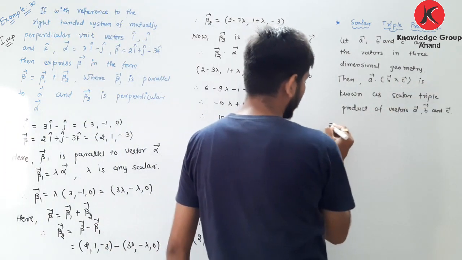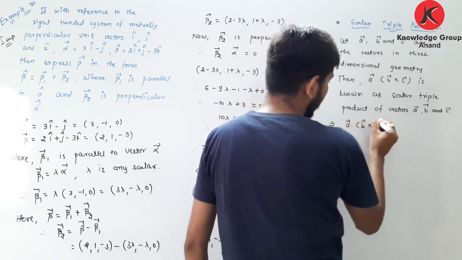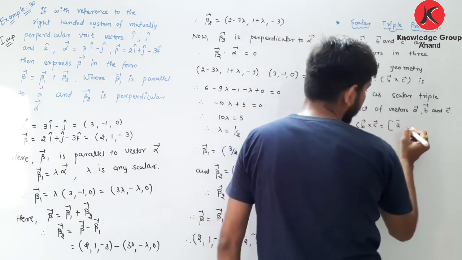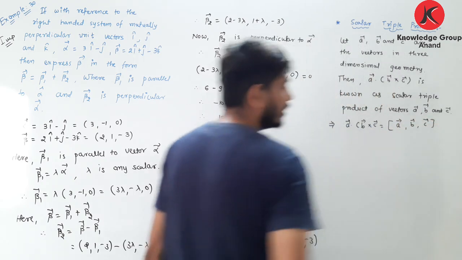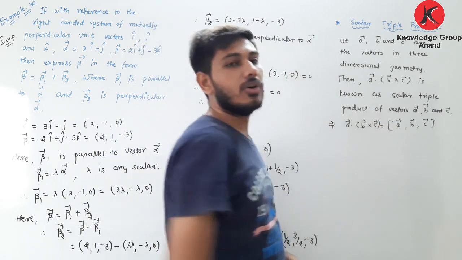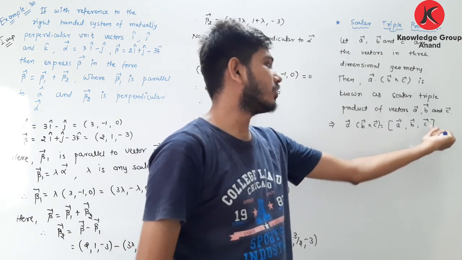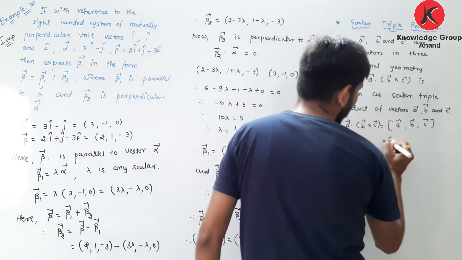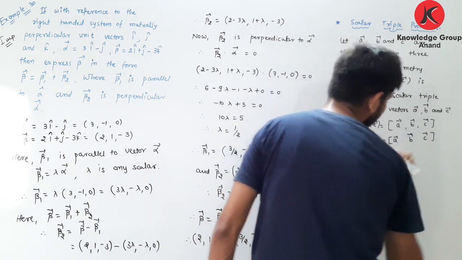It is also denoted as A bar dot B bar cross C bar, and it is also denoted as the box product of vector A, vector B and vector C. Means if A, B, C is written inside a box, you have to understand it this way. Otherwise, often commas are not written. Therefore we can write vector A, vector B and vector C also.